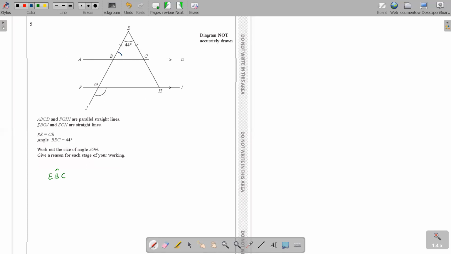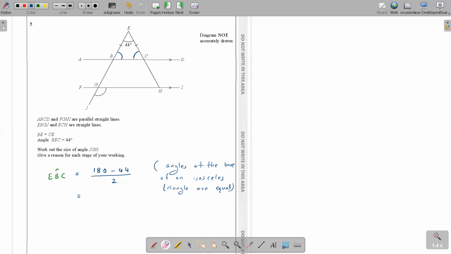So I'm going to find the value of EBC. EBC and ECB are both equal. So EBC equals 180 minus 44, and then you divide it by 2. Okay, we'll write the answer for that. Before that, let's write down the reason. The reason is angles at the base of an isosceles triangle are equal.